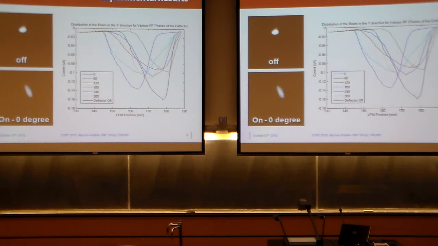You can also see it in this graph here, which shows you the phase dependence as well. So these peaks are the position in the y direction of our beam. You can see if the deflector's on, depending on the phase offset of the deflector, we will see the y position of our beam shift, and also the spread in the y position.